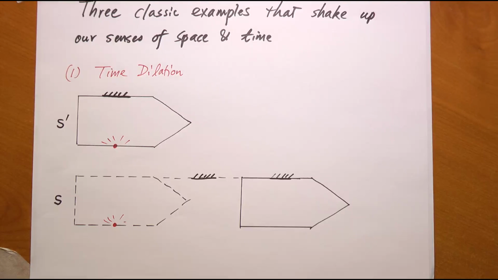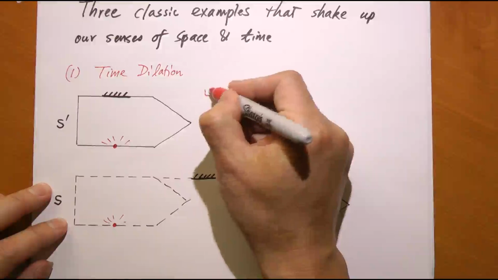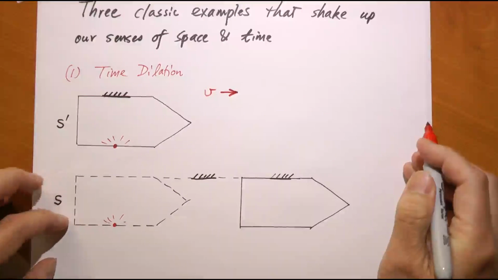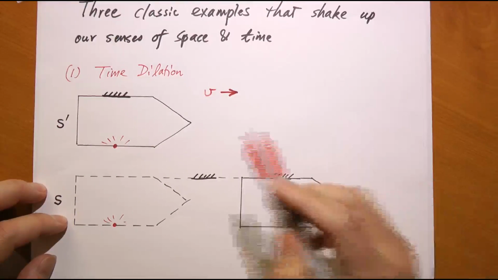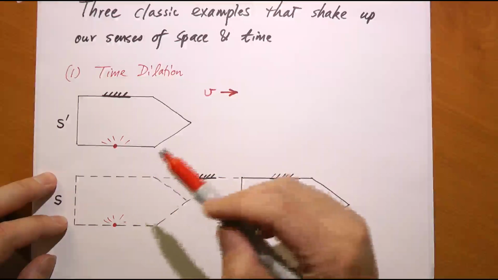Okay, the first classic example is called time dilation. Time is a relative quantity, believe it or not. Let's look at this experiment. I have a spaceship that's flying with a speed v forward. And inside that spaceship, an astronaut plays a game.